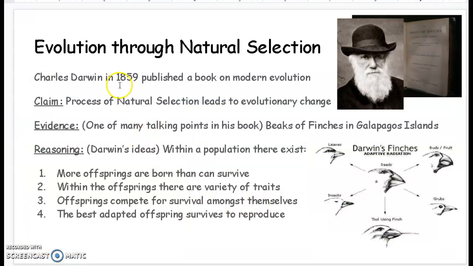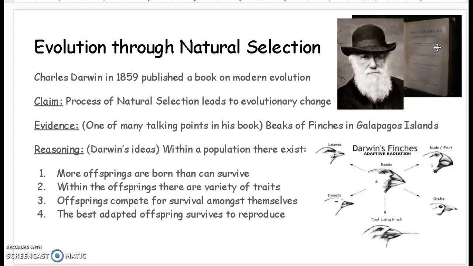Moving on. Evolution through natural selection. This is not a, well, actually, yes, it's a modern idea. It is an idea written by a very elderly gentleman, as shown right here, with a very nice beard, Charles Darwin. In 1859, he published a book. It's a little hard to see here. It's Origin of Species Through Natural Selection.